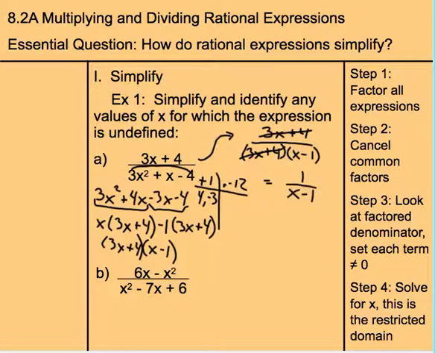Now actually let me back up. Careful with this, when you cancel your 3x plus 4, your x minus 1 is in the denominator. Don't make that mistake of canceling everything and getting rid of the fraction bar. You can do that if everything in the denominator cancels. You cannot do that if your factor left is in the denominator. So it's 1 over x minus 1.